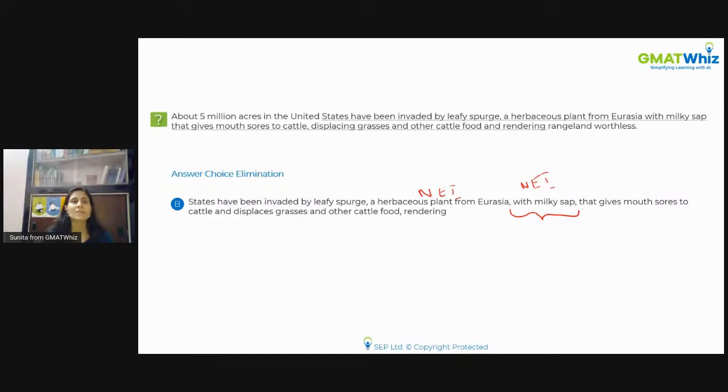So what you really have is about 5 million acres in the United States have been invaded by the leafy spurge that gives mouth sores to cattle. So that can modify a far away noun. That's the learning from here, provided you have non-essential information in between. Okay, that gives mouth sores to cattle and displaces. So leafy spurge that gives mouth sores to cattle. This is the subject and this is the relative pronoun clause with verb 1 and verb 2. And the rendering will modify these two verbs, displaces and gives mouth sores to cattle.